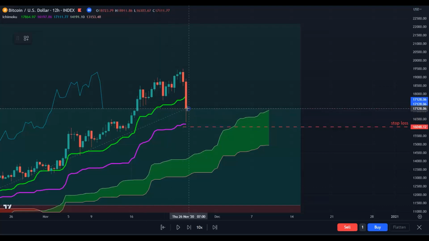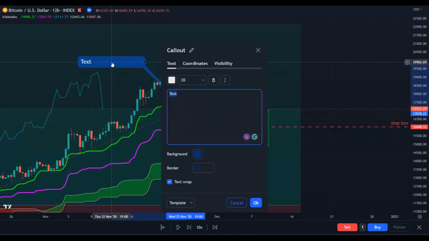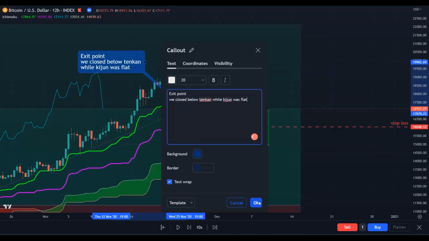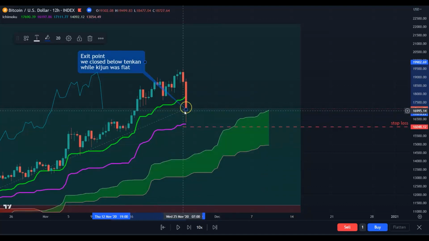100%, this is your exit point. As a beginner trader, this is your exit point. Why? Because we closed below Tenkan while Kijun was flat. So as a beginner trader, definitely it's an exit point, or at least a 90% take profit of the market.